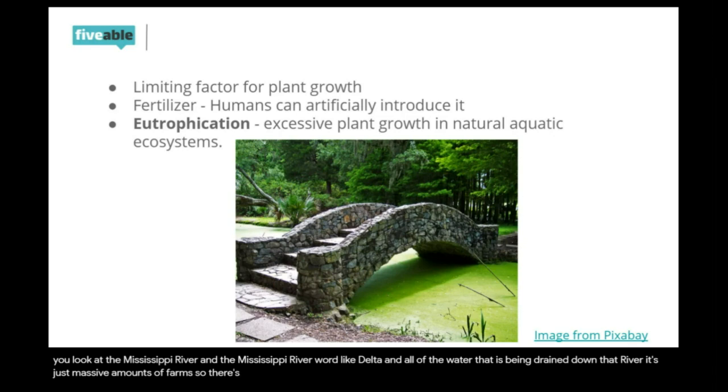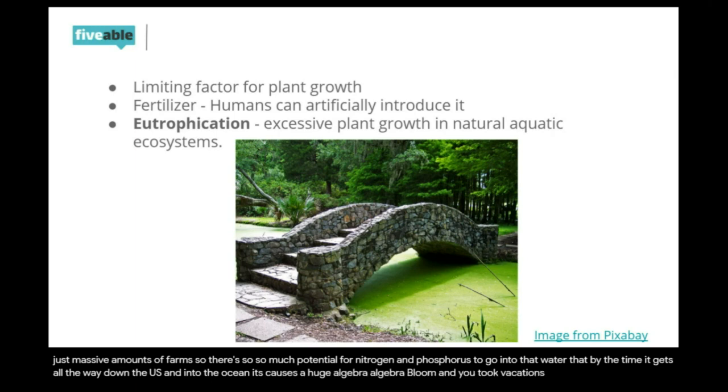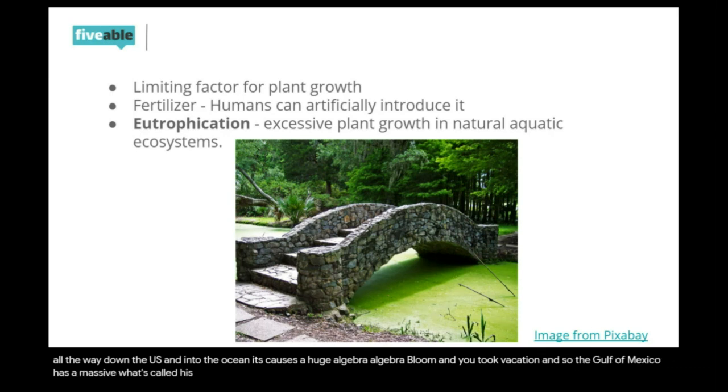So there's so much potential for nitrogen and phosphorus to go into that water that by the time it gets all the way down the US and into the ocean, it causes a huge algal bloom and eutrophication. And so the Gulf of Mexico has a massive, what's called a dead zone, an area where fish no longer can live because of the hypoxic conditions, or lack of oxygen.